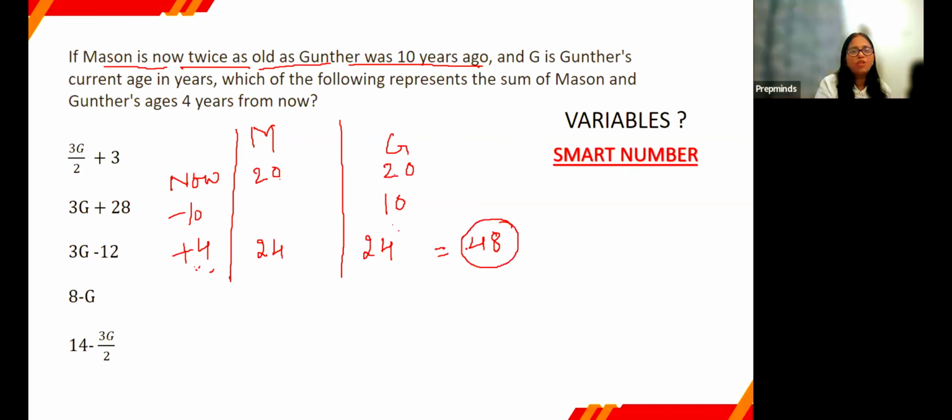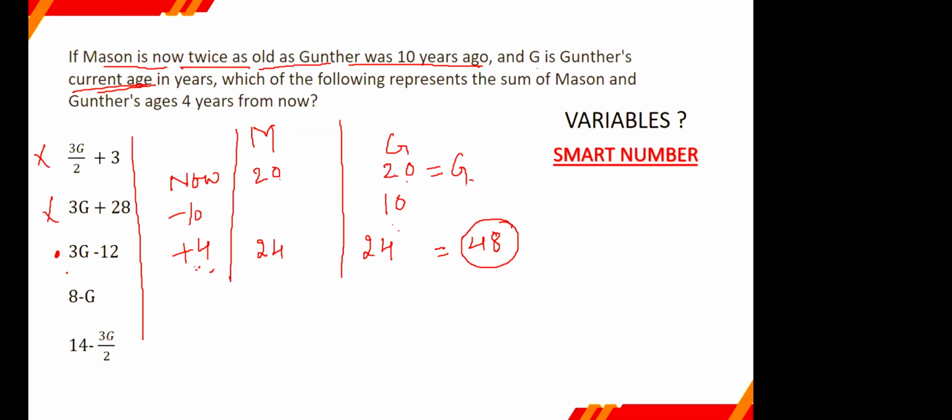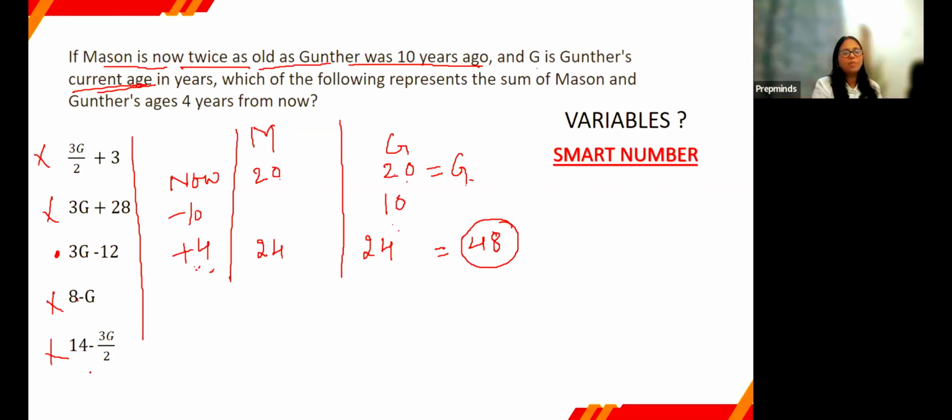Now, what do we need to plug in? G is Gunther's current age in years. So G is equal to 20. Now let us substitute G as 20. Is this going to be the correct answer? No, eliminated. What about this one? 60 plus 28, 88, no. And what about this one? 60 minus 12 is 48. Yes, so we will hold it. The other two will give us negative answers, so the correct answer is this.